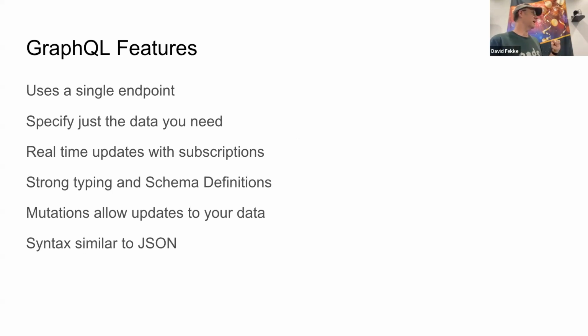This is one of the reasons why I did not like GraphQL when I first saw it presented: you could read data from your endpoints, but you couldn't update or insert data back in originally with GraphQL. But they very quickly fixed that with something called mutations. So you can absolutely update your data source as well as pull data down from your data source. And the syntax is very similar to JSON.